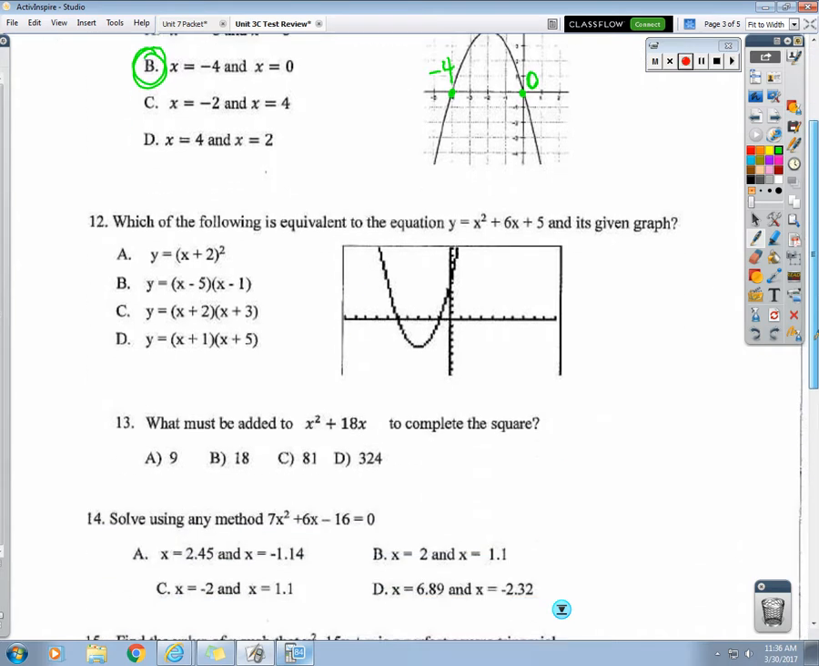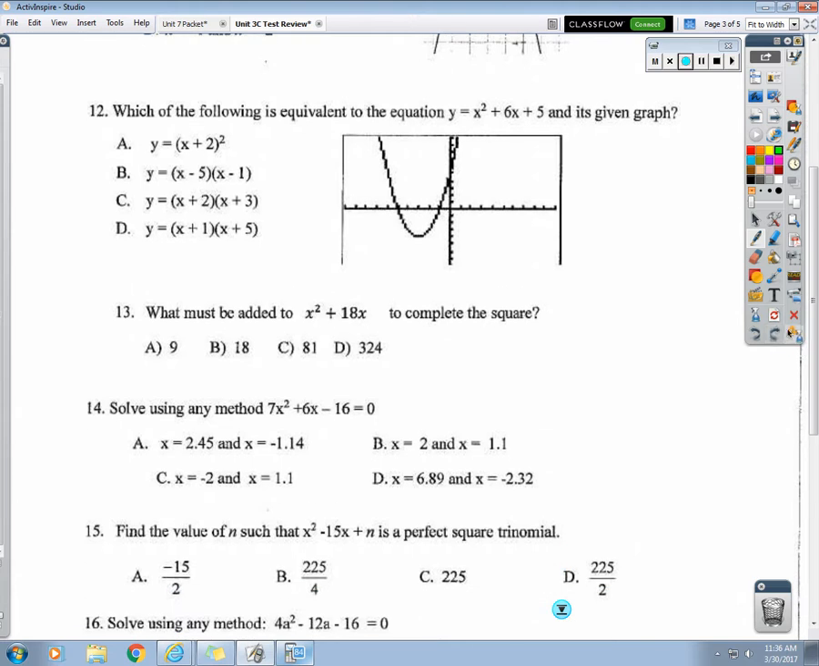Okay, number 12. Which of the following is equivalent to the equation y equals x squared plus 6x plus 5 and its given graph? So what's the first thing you should do? Well, you could, but you're just going to get that picture that's already on your screen. What do you need to look at on the picture? The zeros, the x-intercepts. Where does it cross? Okay, so -5 and -1 are your zeros. But when you write zeros as factors in parentheses, what do you have to do? Change their sign.